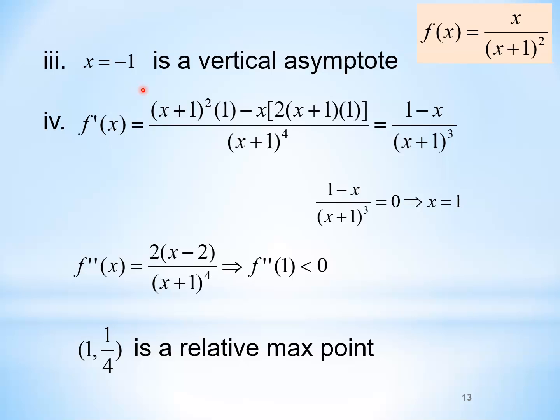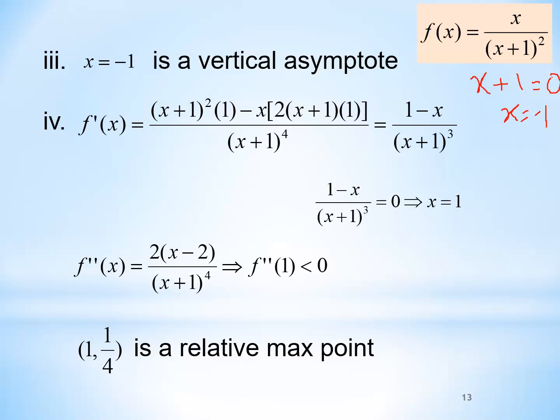Then the third step is to find the asymptote. This is extra. How do you find your asymptote? From here, look at the denominator, x plus 1. x plus 1 equal to 0, so x equal to -1. Okay? That is the asymptote, the vertical asymptote.